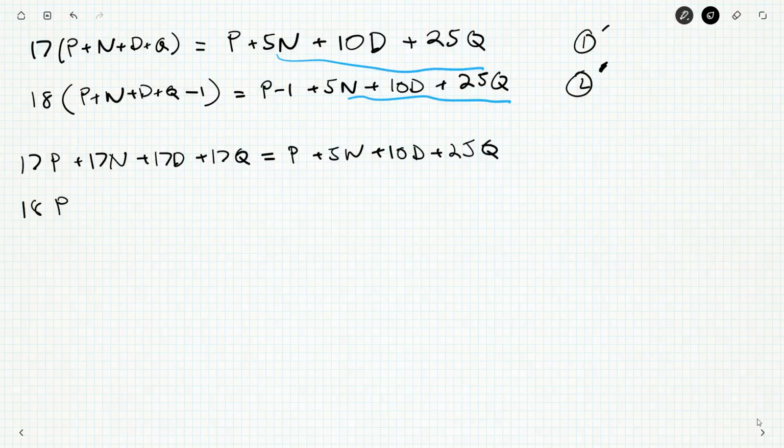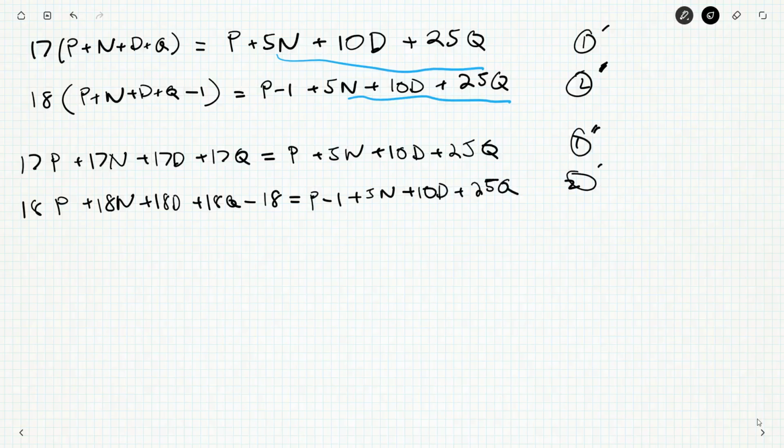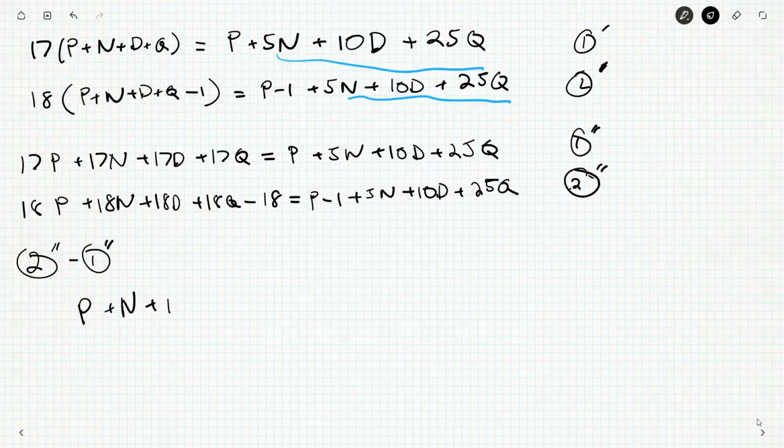And what do we have? 18P plus 18N plus 18D plus 18Q minus 18 is P minus 1 plus 5N plus 10D plus 25Q. That's 1 double prime, 2 double prime. Now, look how similar these are. We've got the same values P and D and Q, they're just off by 1 coefficient. So I'm going to subtract equation 1, or 1 double prime, from equation 2 double prime. It might be easier if you rearranged these and put the 18P and 18N on top, and by all means do that, but I'm going to subtract them in my head. I get 1P plus 1N plus 1D plus 1Q, still minus 18.